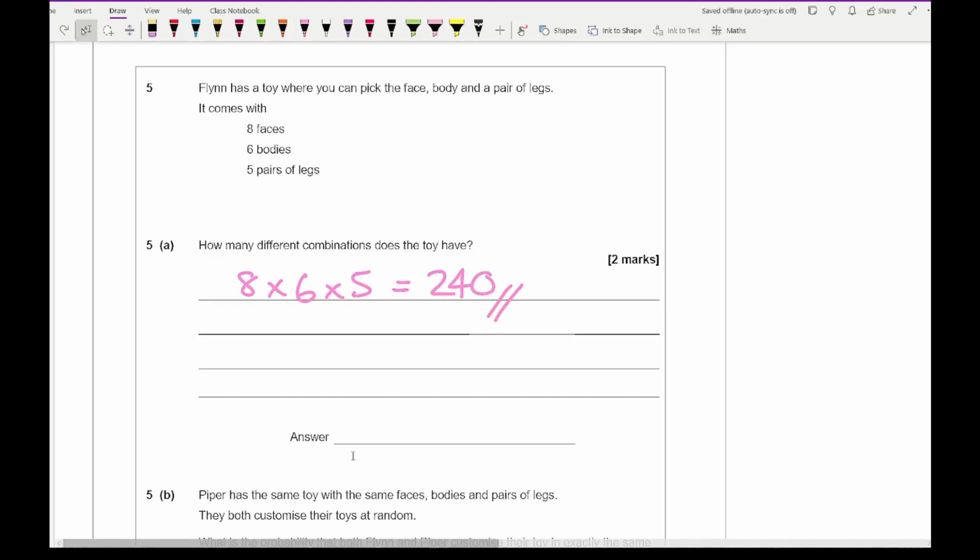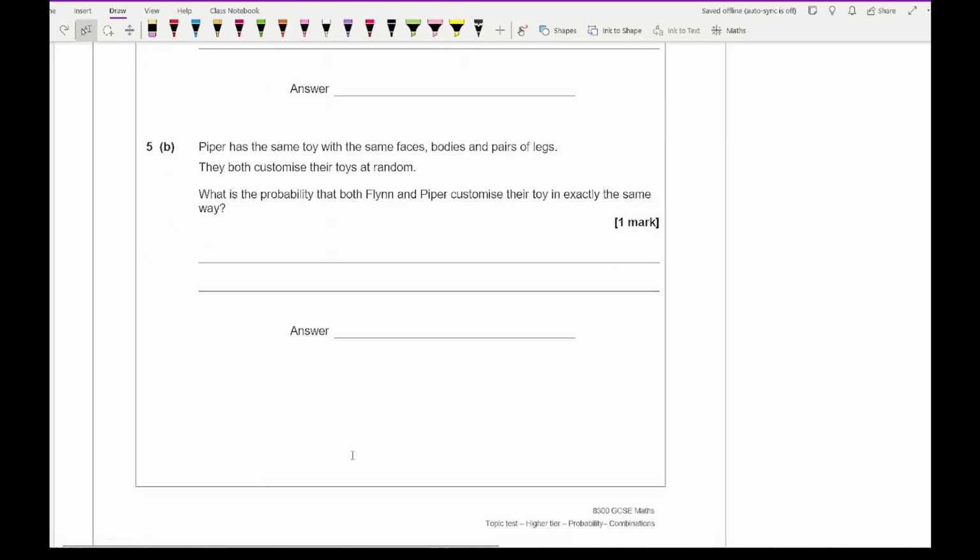It then says Piper has the same toy with the same number of faces, bodies and pairs of legs. They both customise their toys at random. What is the probability that both Flynn and Piper customise their toys with the exact same way? Now, for this particular question, it's really important that you see the situation for what it is and then try and work that one out.